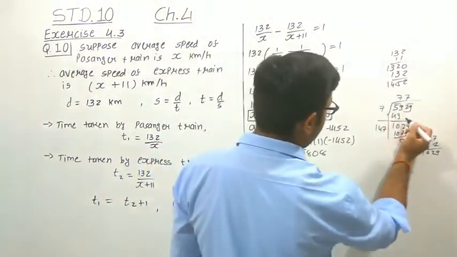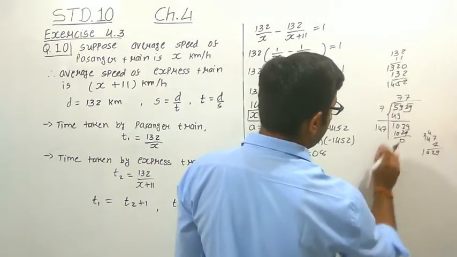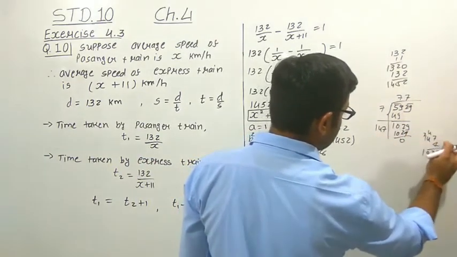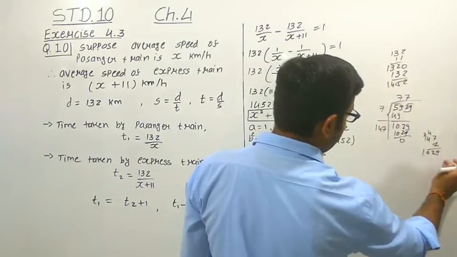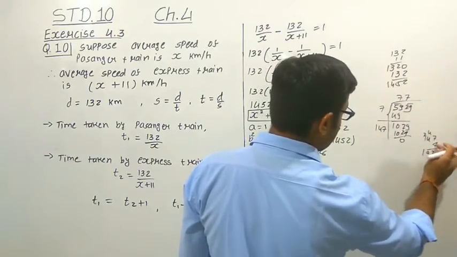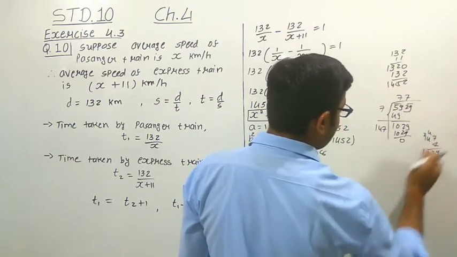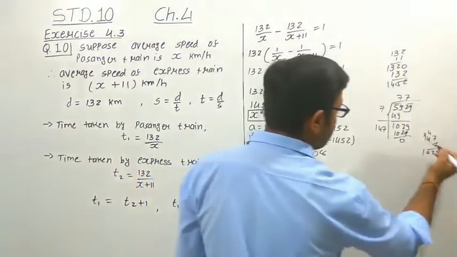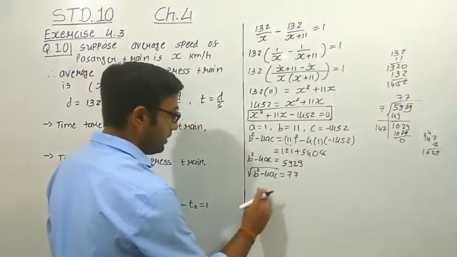5929. 7 7s are 49. Here we get 1029. 14 and 7, 7 7s are 49, 4 is the carry, 7 4s are 28 plus 2, 32, 3 is the carry, 7. Okay. So here we get 77.